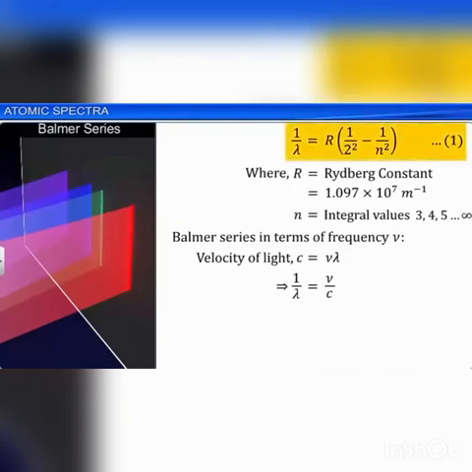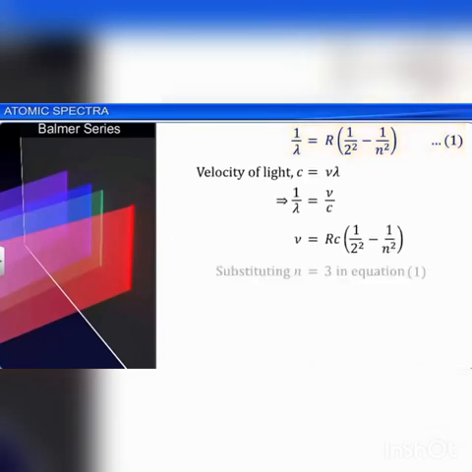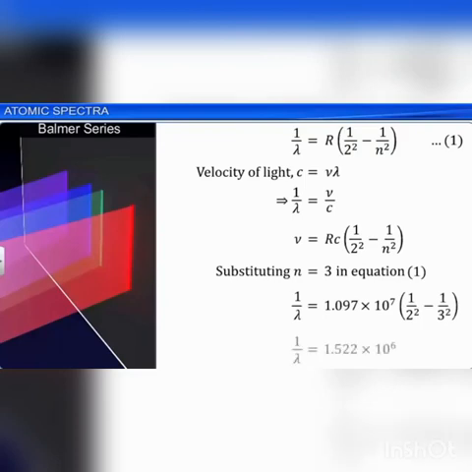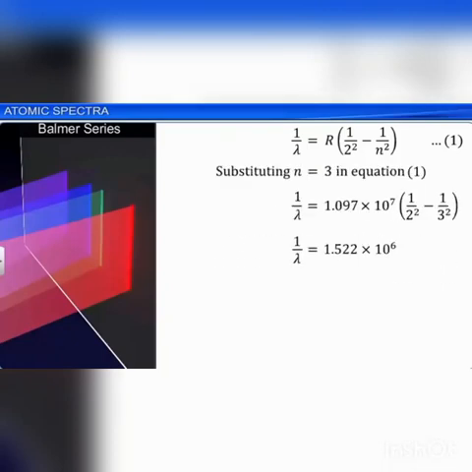Substituting n equal to 3 in equation 1, we get 1 by lambda is equal to 1.097 into 10 raised to the power 7 into 1 by 2 square minus 1 by 3 square. This is equal to 1.522 into 10 raised to the power 6. Thus, lambda is equal to 6563 angstrom or 656.3 nanometer. This is the wavelength of the H-alpha line of the Balmer series in the red of the visible region.